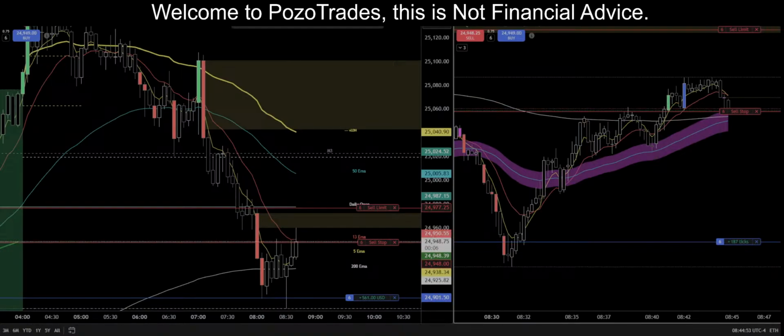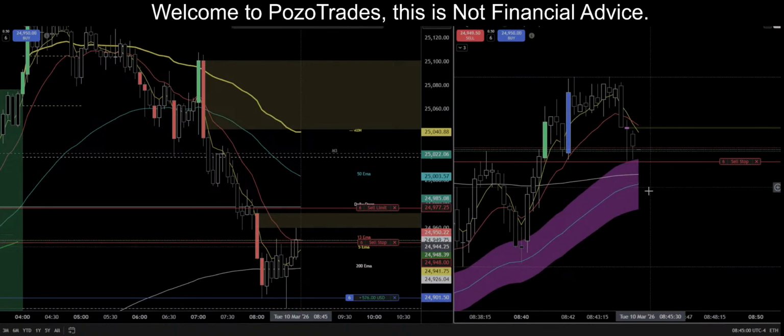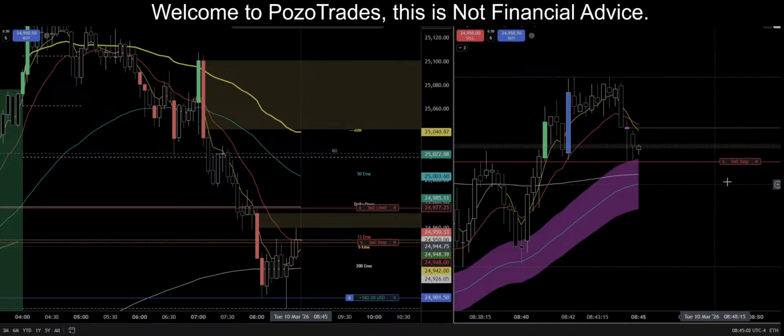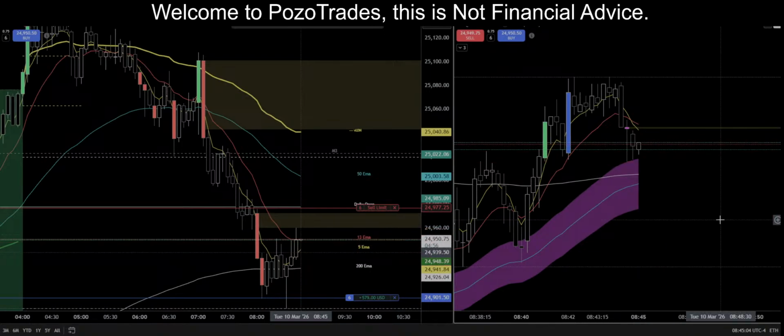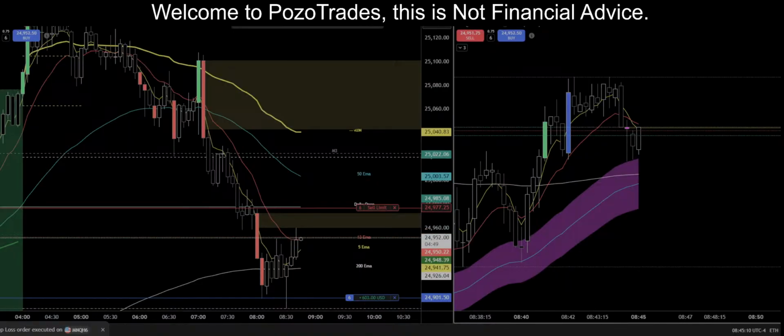Notice the location of my stop, though. It's actually right here in the middle. You have your 200 EMA and your 50. This is not ideal. Let's see, I've got 6 left.